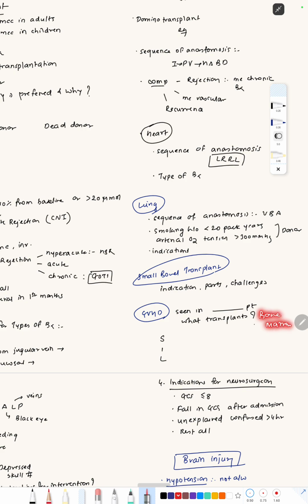Now the graft versus host disease manifestations are given by this mnemonic SIL. So it affects the skin, that will lead to rashes. Then it will affect the intestine, that will lead to diarrhea, protein losing enteropathy, edema, and will affect the liver, that will lead to liver dysfunction or cirrhosis in the long term.